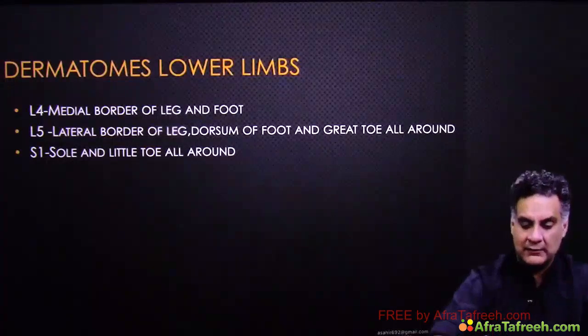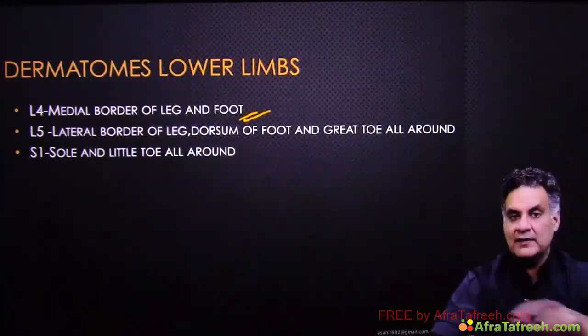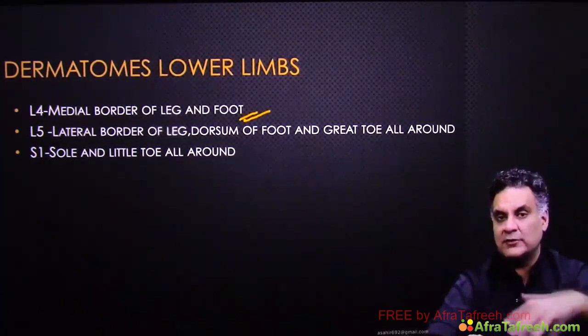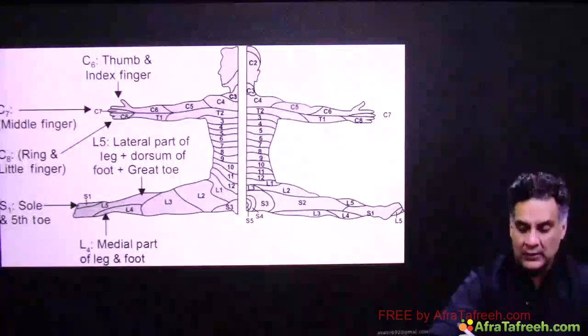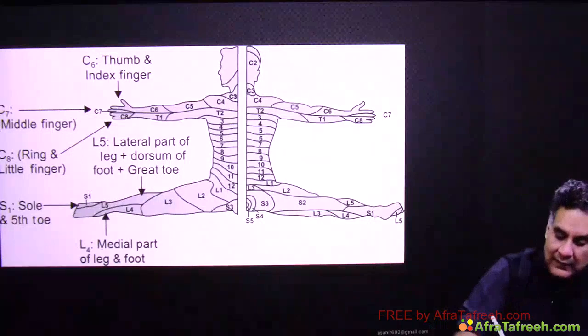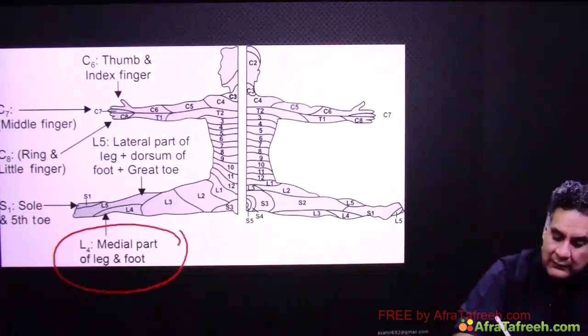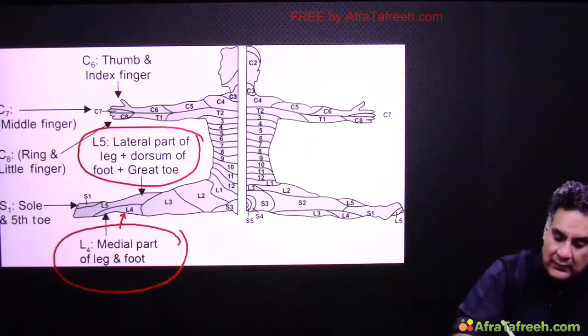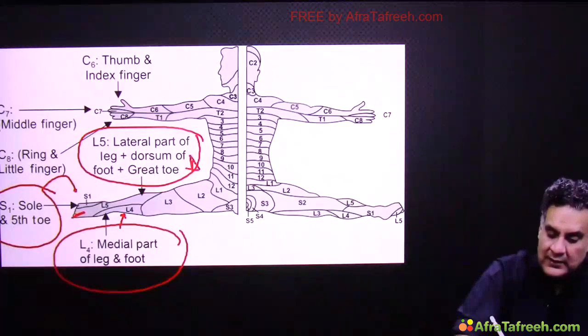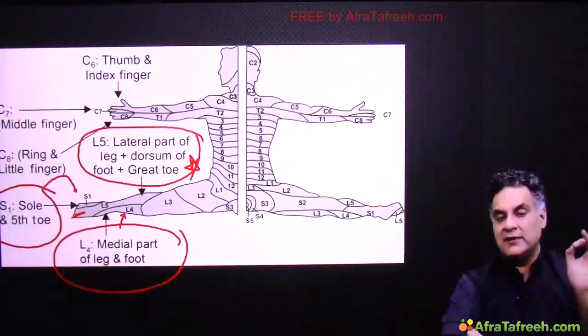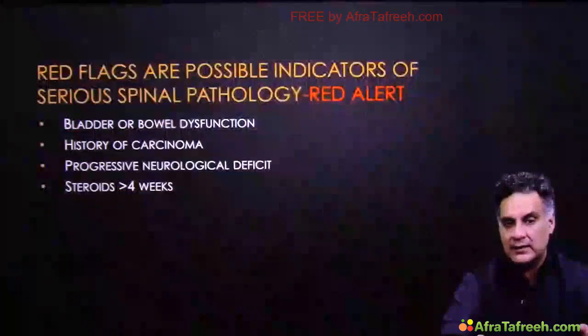Dermatome, sensory supply of lower limb. L4, medial part of leg and foot. L5, lateral aspect of leg, dorsum of foot and great toe all around. S1, sole and little toe all around. So if I look at this, L4, medial part of leg and foot. L5, lateral part of leg, dorsum of foot and great toe all around. And S1, sole and the fifth toe. Which is the most important? L5, because L4-5 is the commonest disc prolapse.